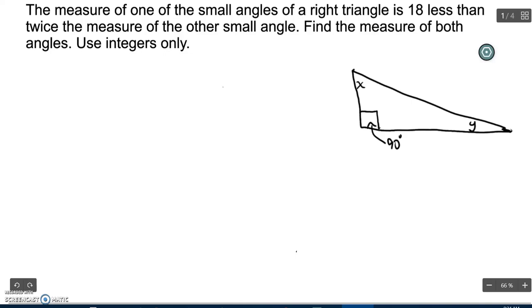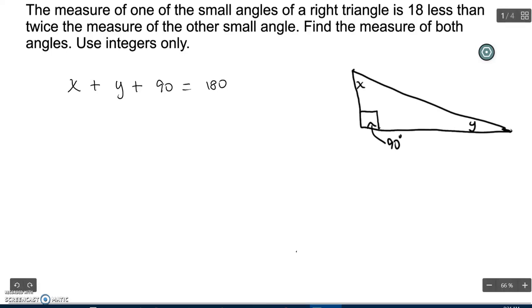And one of the things we know about the angles of any triangle is that the sum of the angles is 180. So we know that x plus y plus 90 is equal to 180. Right? So add up this, and I'm going to get 180 degrees. Well, that's one equation, but I need a second equation.